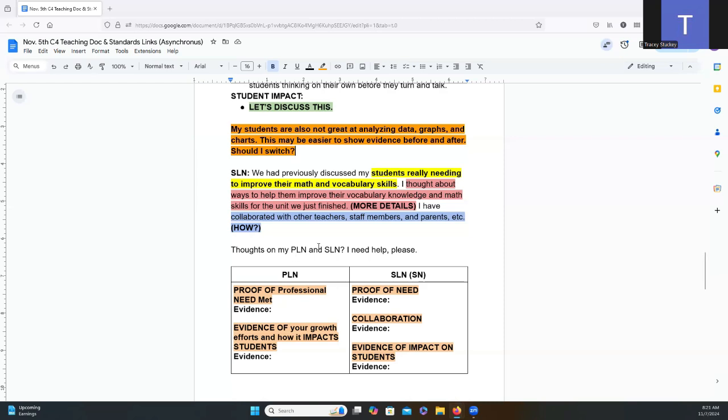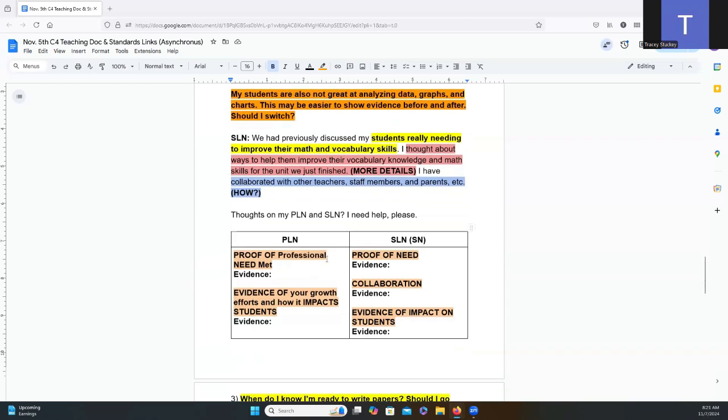Anyway, let's look at PLN beside SLN, or SN, as I've said to you guys. On the PLN, from the lens of the assessor, we are looking for proof that your professional need was met. Okay, so we talked about that you've got to have emails of things you went to, or you might have to have something from somebody who did a book study with you.